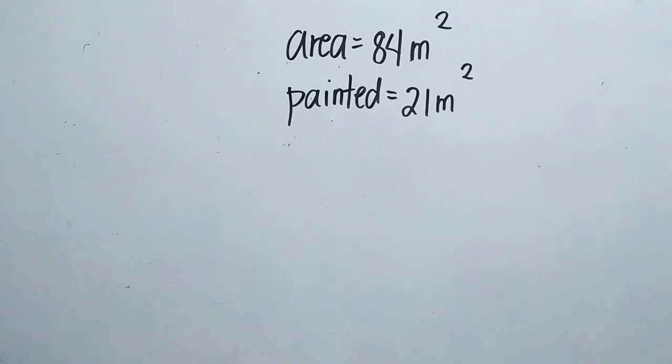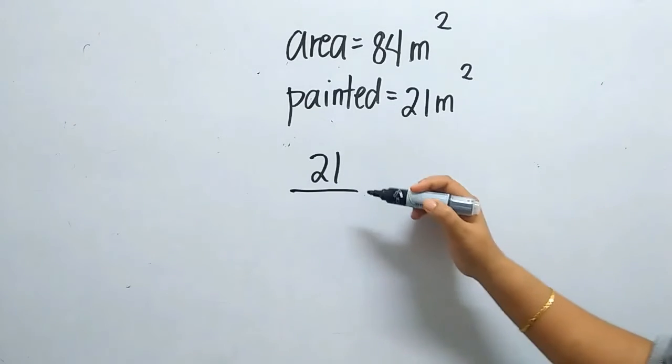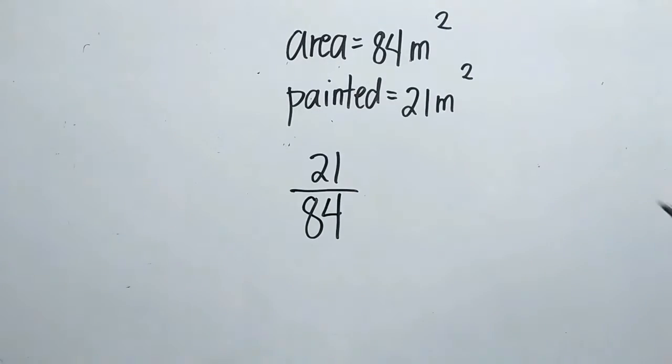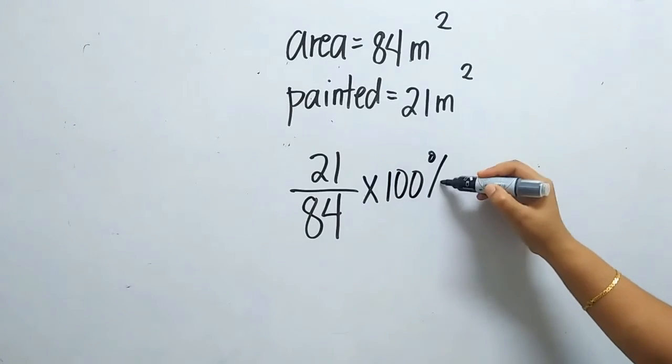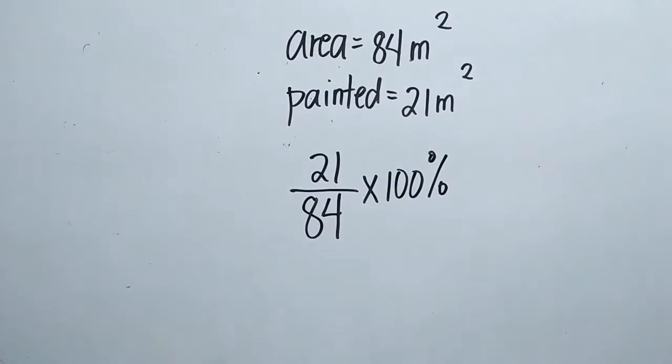So what we are going to do is take 21 square meters as painted out of the total area, which is 84 square meters. To find the percentage, we're going to multiply this by, yes, 100%. So as you can see, we have 21 over 84 times 100%. Before we multiply the fraction by 100%, we're going to look at the numbers to see if we can simplify. Is there any number that we can simplify here?